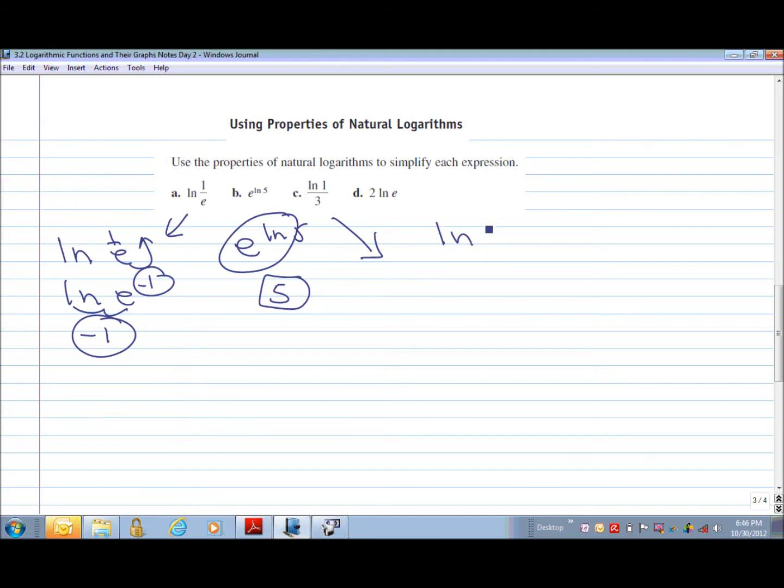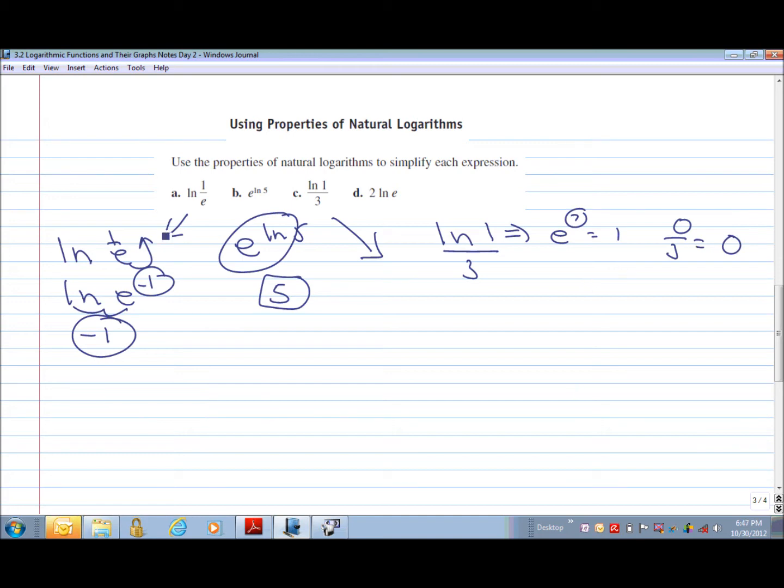We learned about that a while ago. ln 1 over 3. All right, let's take a look at ln 1 for a minute. ln 1 can be written as e to some power equals 1. What would that be? That would have to be 0. So that would end up being 0 over 3 equals 0.